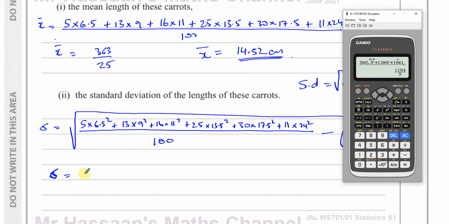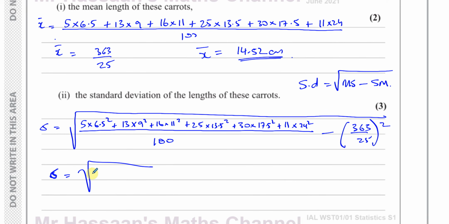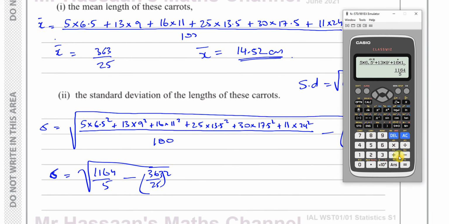Okay, that gives me 1164 over 5, 1164 divided by 5. You have the square root of 1164 over 5 minus 363 over 25 all squared. So let me just calculate that. So I'm going to take away from that, I'll put in brackets, 363 over 25 and square all of that.